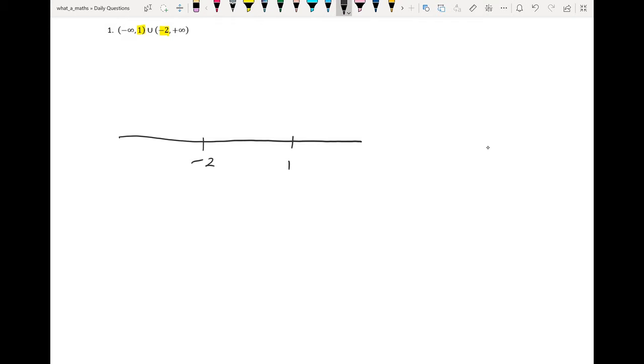So now I have -infinity to 1. Here, the dot is open because my bracket is a round bracket. So it will move to the left-hand side because it is towards -infinity. And the other one, -2. My dot here is also an open dot because the bracket here is a round bracket. -2 is not included, moving towards the right because it is towards infinity. So now I will solve for my interval notation.